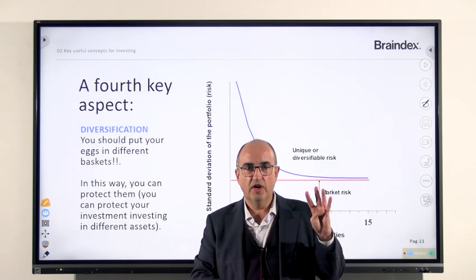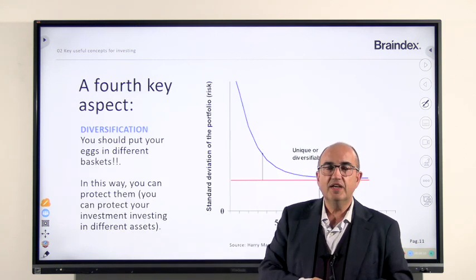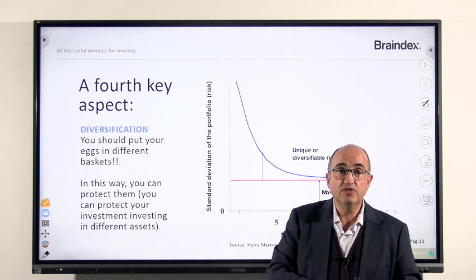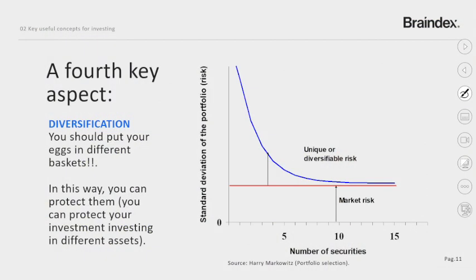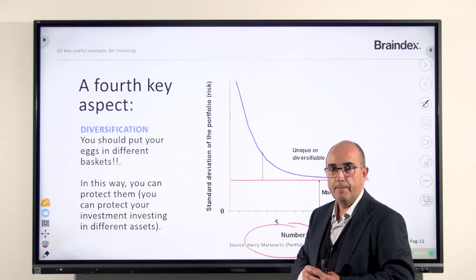Let me tell you about the fourth aspect. The fourth aspect is diversification. Please put your eggs in different baskets, which means that if you want to protect your eggs, you should put them in different baskets. So if one of the baskets has an accident, maybe you lose 1 egg, 2 eggs, but not 100. This is not, of course, my reasoning. This is not even the reasoning of BME Institute. This is the reasoning of Mr. Harry Markowitz, portfolio selection.